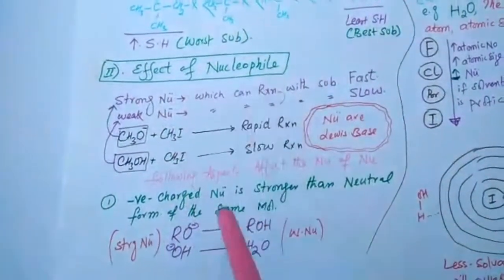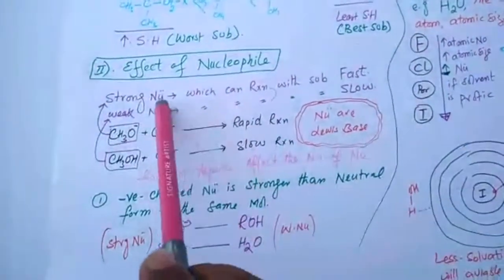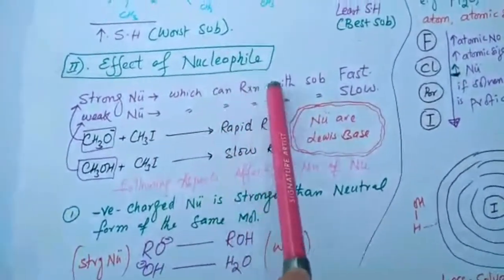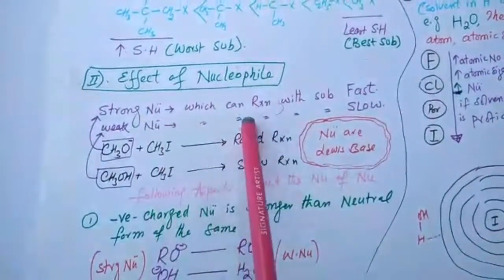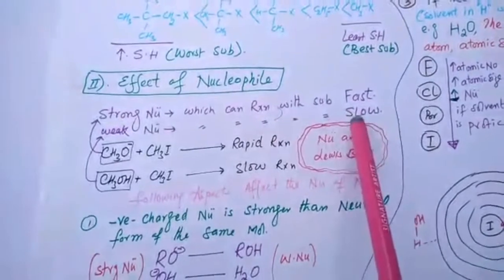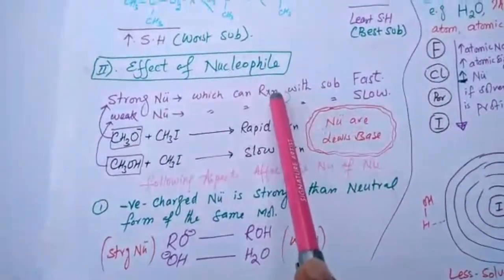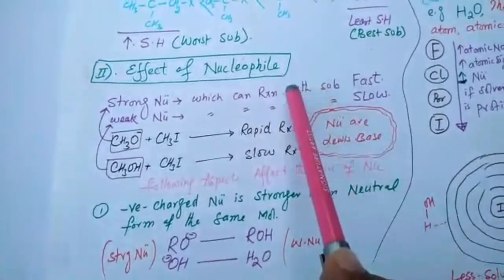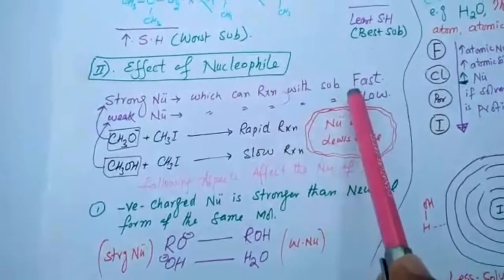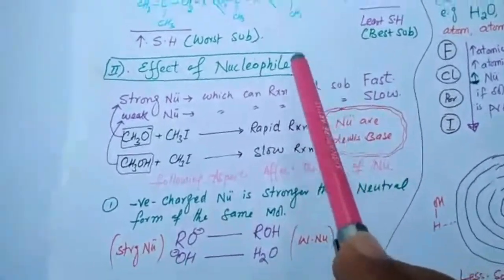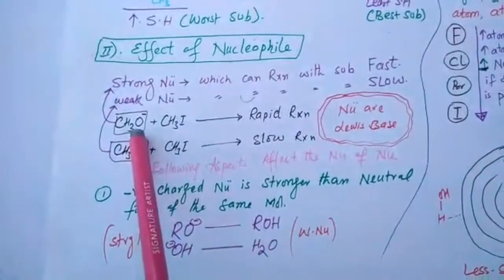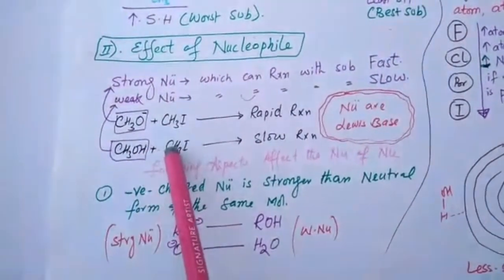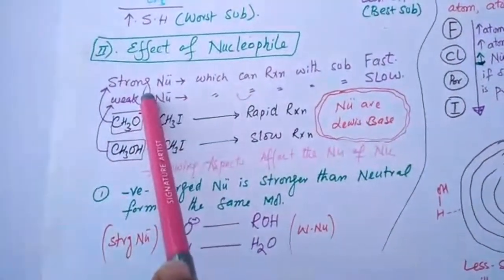Next factor is the effect of the nucleophile. First, keep in mind, a strong nucleophile means one which can react with the substrate fast, and a weak nucleophile means one which can react with the substrate slowly. The same nucleophile may sometimes act as a fast nucleophile and sometimes as a slow one, depending upon reaction condition, solvent, temperature, etc. For example, methoxide reacts rapidly, so this is a strong nucleophile. This alcohol reacts slowly, so this is a weak nucleophile.